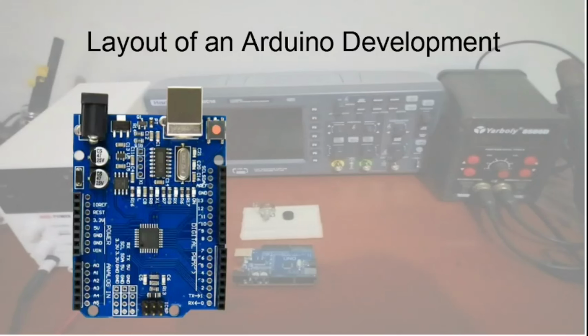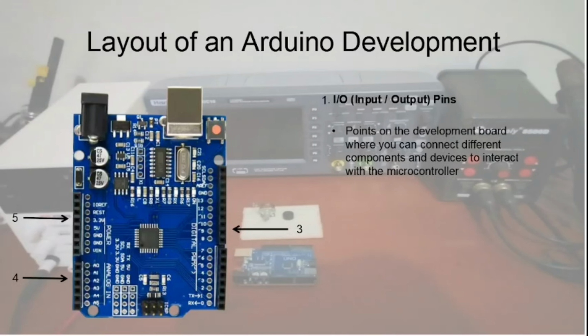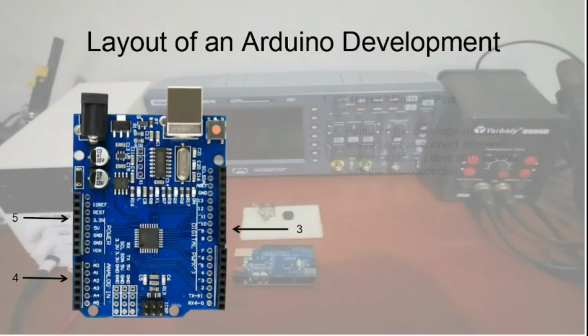Once our code has been uploaded to our microcontroller, we may need it to interact with other external devices. This is where input-output pins come into play. Input-output pins are points on the development boards where you can connect different components and devices so that they may be able to interact with the microcontroller on the development board.